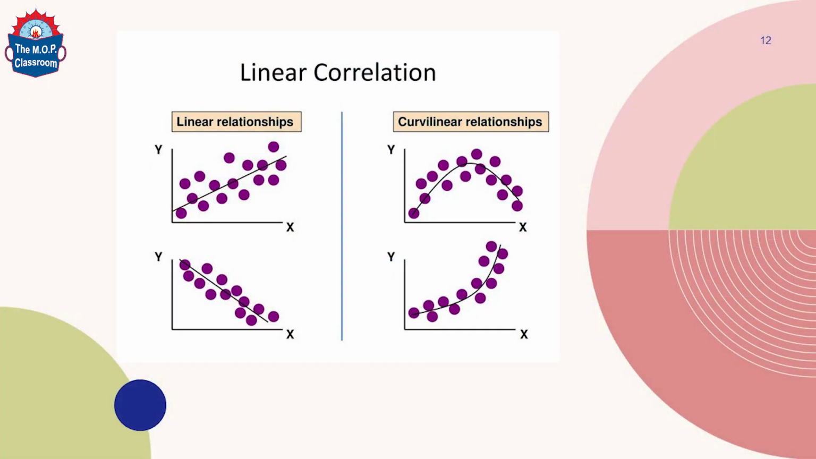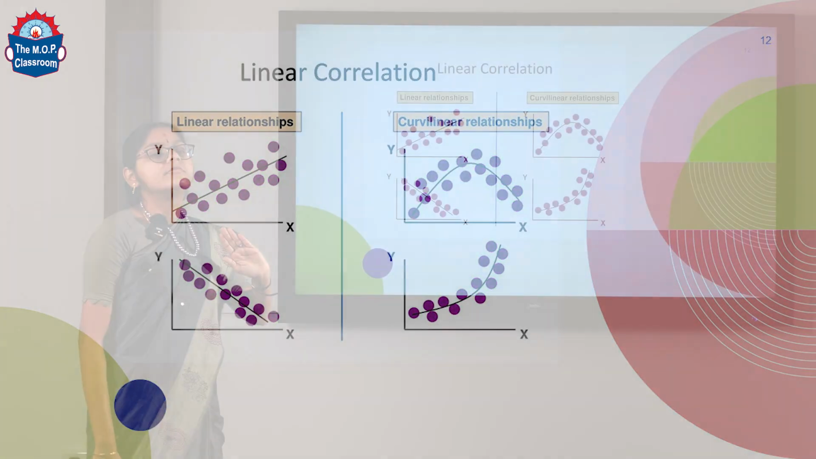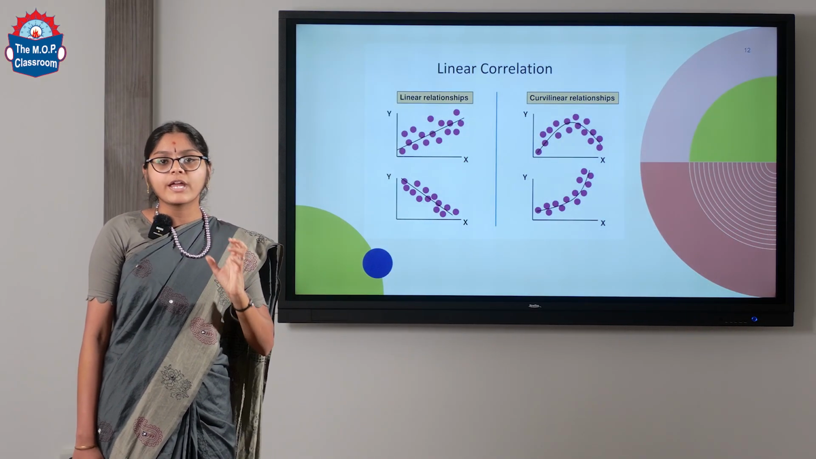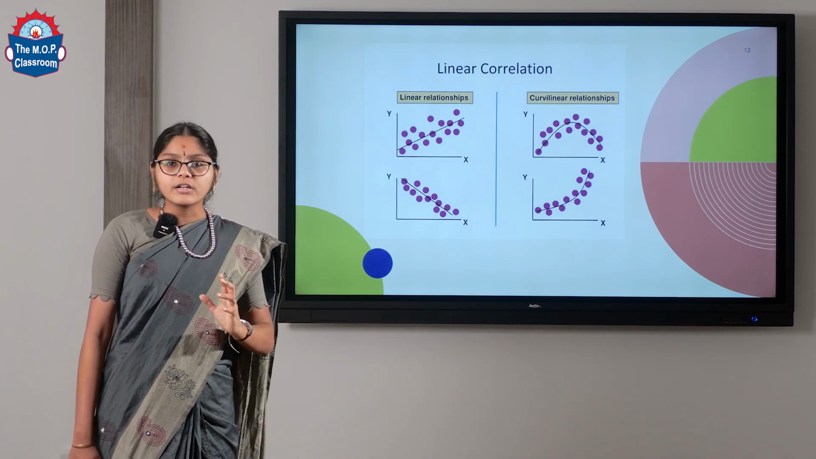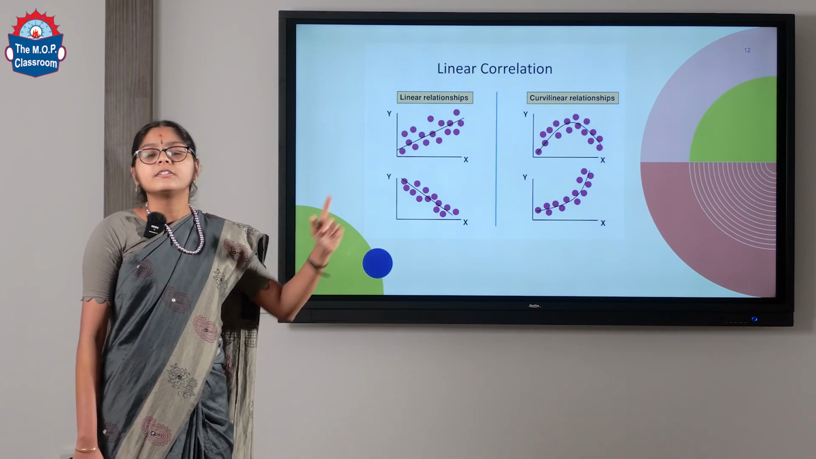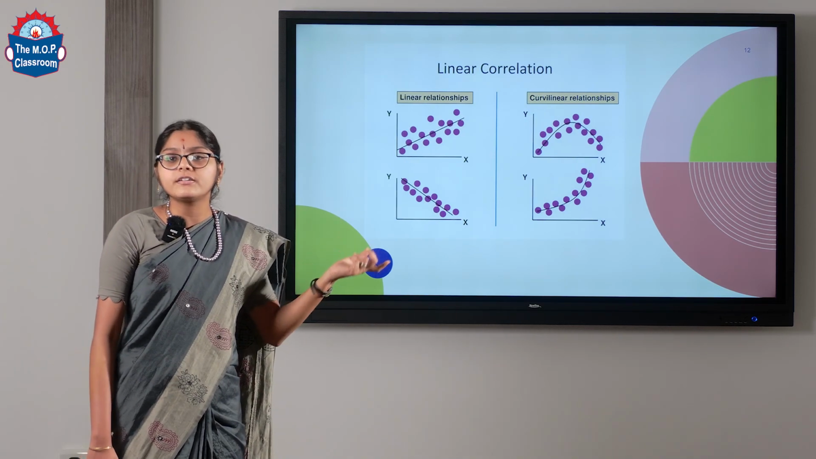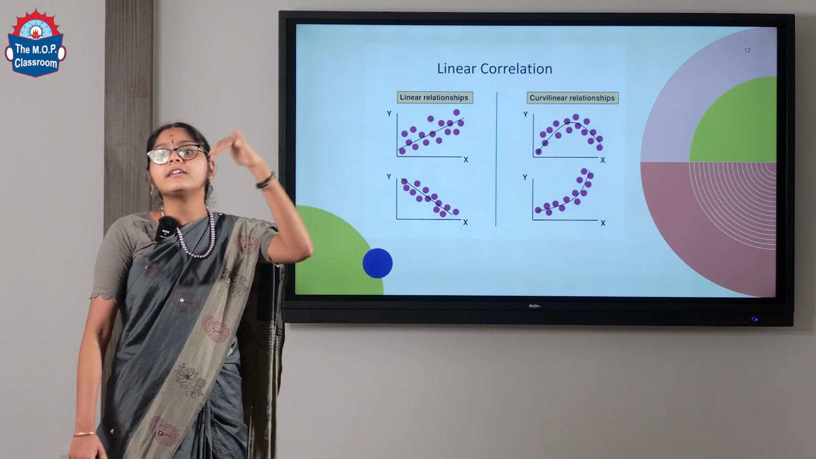Next, this is linear correlation and curvilinear correlation. Linear relationships will always be a straight line, which means there will be a proportionate or constant change in the variables. Whereas curvilinear relationships will be curvy in nature: when you get the data and plot it, it will look like a curve. A very good example of a curvilinear relationship is the environmental Kuznets hypothesis. You know that it looks like an inverted U.